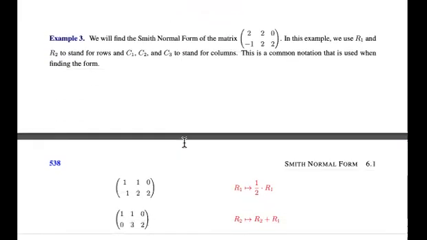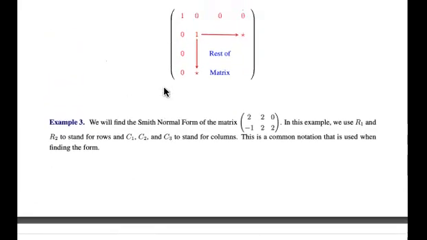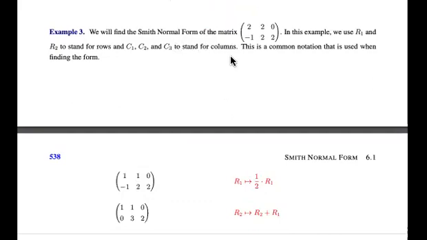Okay, so that's a basic procedure. We don't have to do that, but we could. Another way of doing this is we could do all the row operations, and then after doing all the row operations, do all the column operations. Because arrows going this way are column operations, and arrows going down this way would be row. Okay, so let's find the Smith normal form of this matrix.